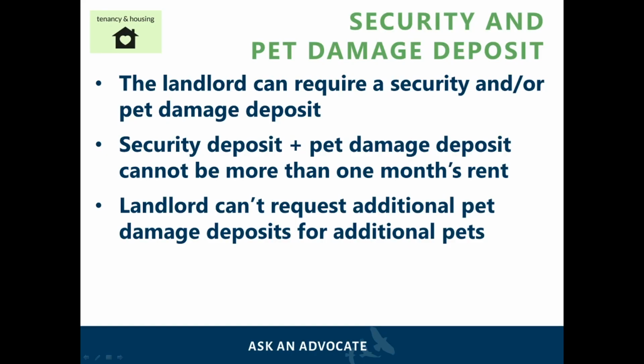A landlord can require a security and potentially a pet damage deposit. The two combined cannot be more than 1 month's rent, however. A landlord can also not request additional deposits for any additional pets you might have. So for example, if a tenant's rent is $1,000 per month and the tenant has 3 pets, the landlord can only ask for $500 for the security deposit and $500 for the pet deposit.